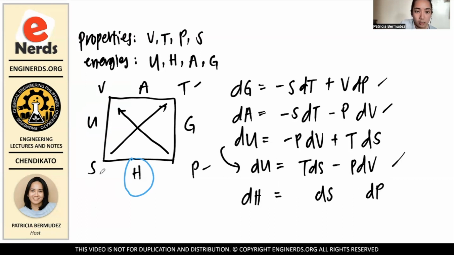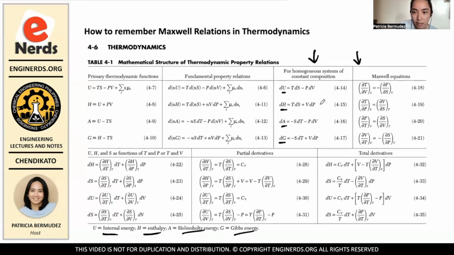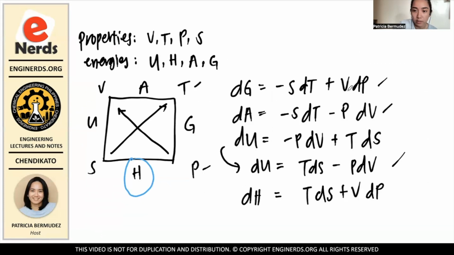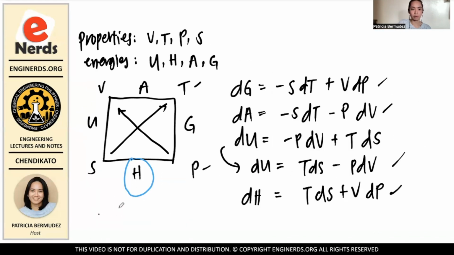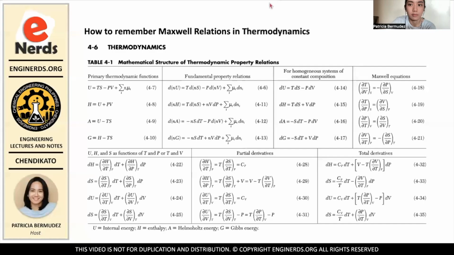And then S is connected to T, and it's going towards T. It's following the direction of the arrows, so it's positive T. And then for P, it is also following the direction of the arrow towards V, so it's positive VdP. And is it correct? Yes, it is both positive, and we've written the correct equation. So that is how you remember these four equations using this Vatag-ship mnemonic here.